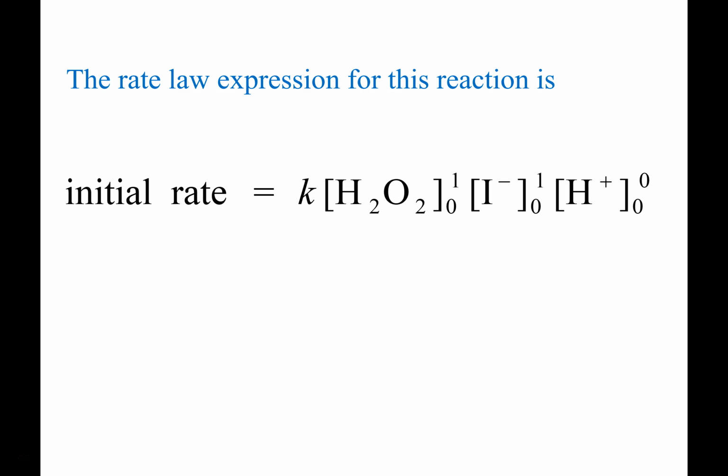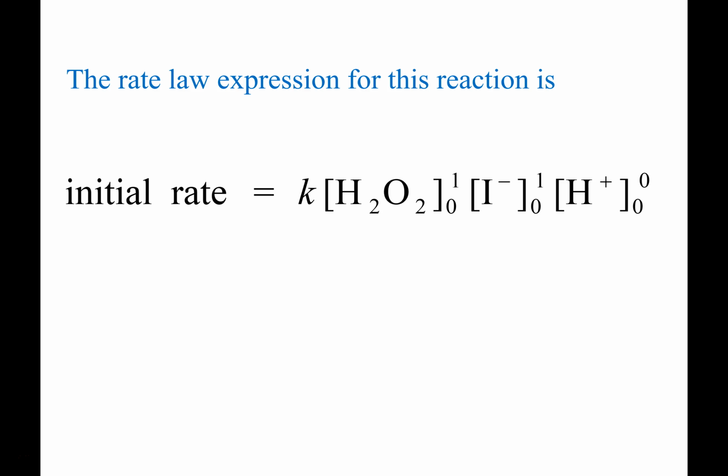So the rate law expression for this reaction is, notice we didn't find a value for K yet. We're going to find a value for K, but just plug in the variable K. So the initial rate is equal to the rate law constant K times the initial molar concentration of H2O2 raised to the first power, times the molar concentration of I minus raised to the first power, times the initial molar concentration of H plus raised to the 0th power.